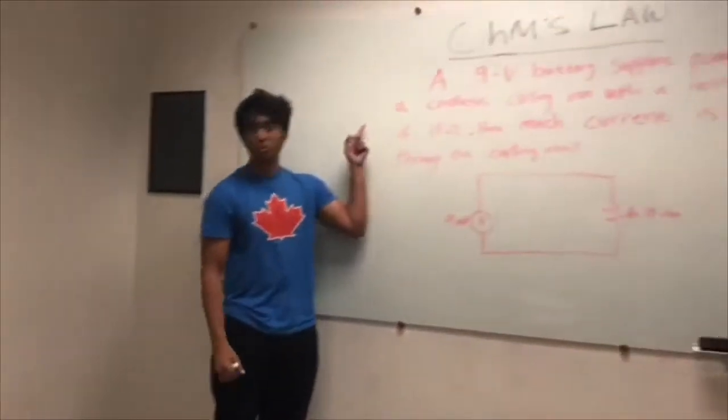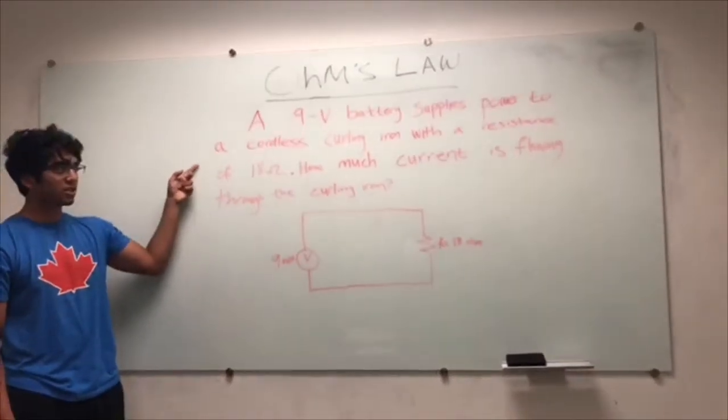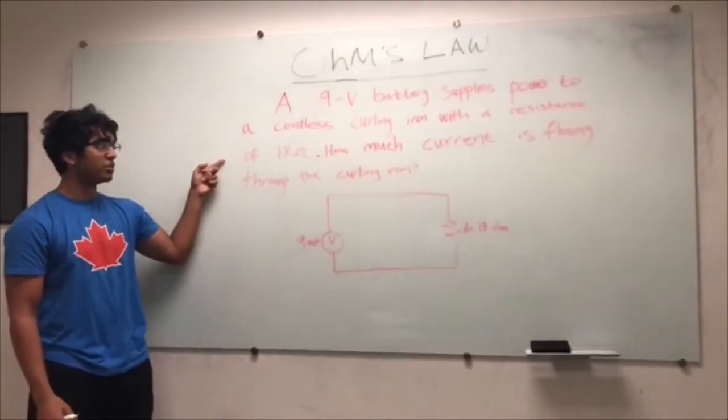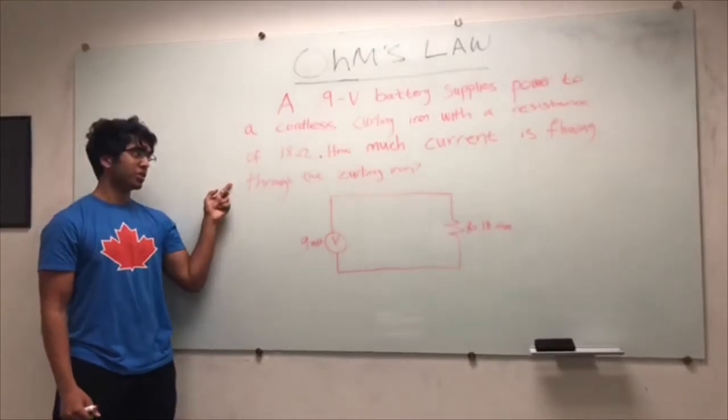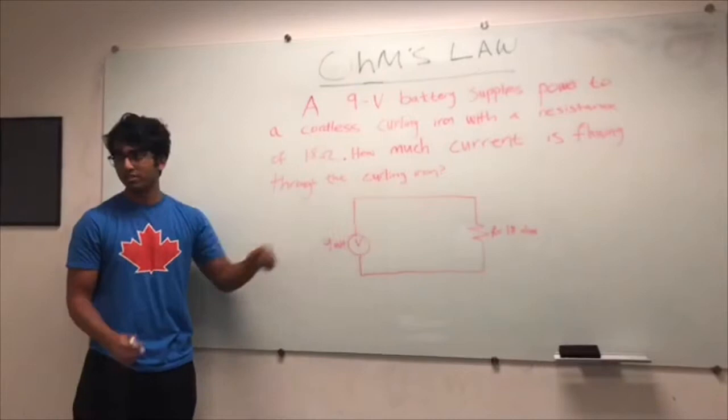Yeah, so this is a word problem right here. A 9 volt battery supplies power to a cordless curling iron with a resistance of 18 ohms. How much current is flowing through the curling iron? So there's a 9 volt battery and there's an 18 ohm resistance.